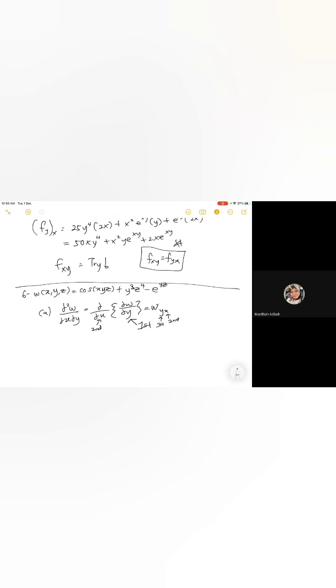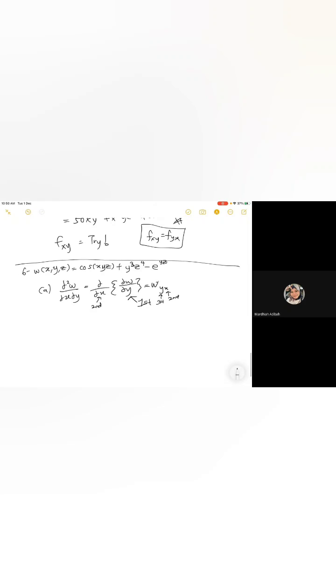The first one is y first and then x, but it is written in terms of dx dy. The second one is also y first and then x second, but it is written in terms of wyx. Okay. So we have to find wy first. Means now we have two constants. The x and z are constants. Only y is what we want to differentiate.